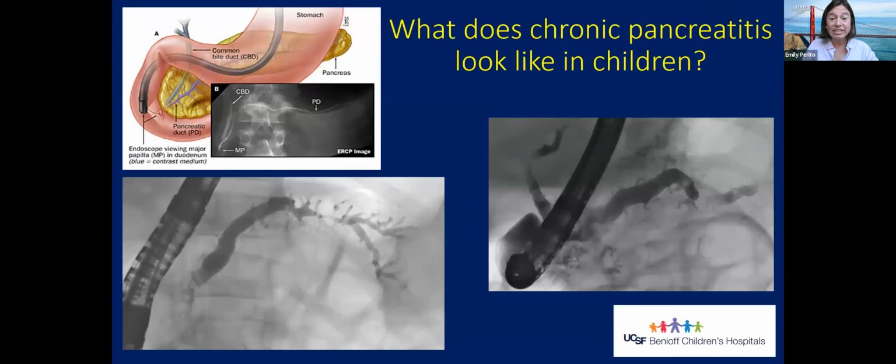So what does chronic pancreatitis look like in children? Many of you are probably familiar with these types of images from ERCP. So you can see the scope and then the pancreatic duct. And the upper left corner shows you a relatively normal looking pancreatic duct. It's very small and relatively straight with maybe a little bit of undulation, but you can't see any side branches.